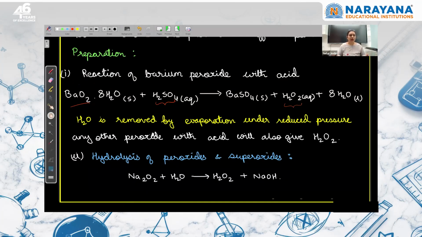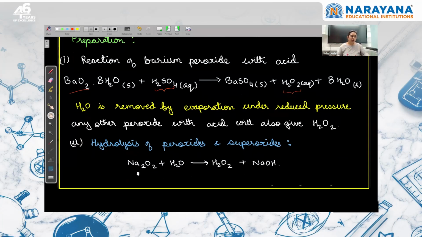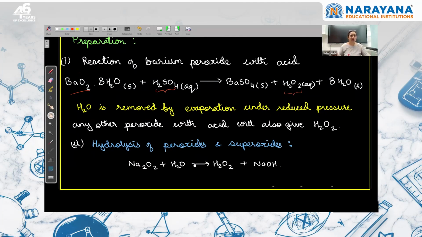Okay, H2O2 you can remove, but remember the H2O2 removal is to be done under very reduced pressure conditions. To increase the concentration of H2O2, removal should be done under very reduced pressure. Otherwise, when you do the evaporation, the heating, H2O2 may decompose. So increase in the concentration of H2O2 here can be achieved if you do the evaporation of water under reduced pressure. Okay? Yes, you can have other methods like hydrolysis of peroxides and superoxides.